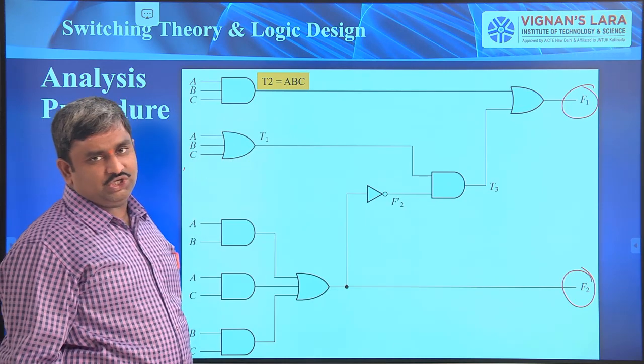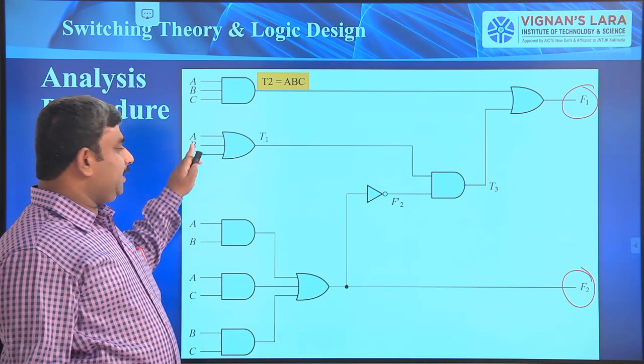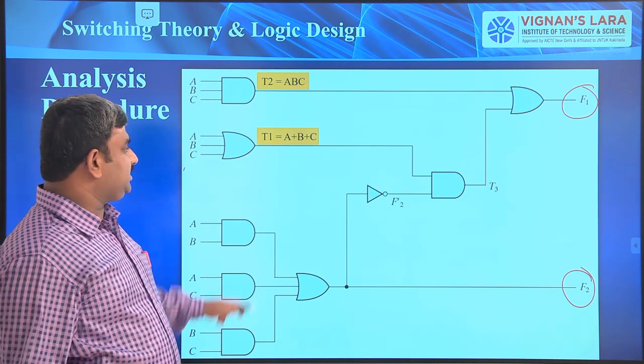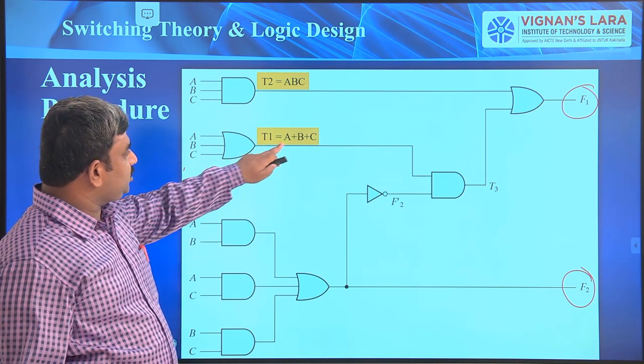Next, coming to what is T1? T1 is equal to A plus B plus C. Why did I say A plus B plus C? This is the OR gate. So for that reason, I said that T1 is equal to A plus B plus C.